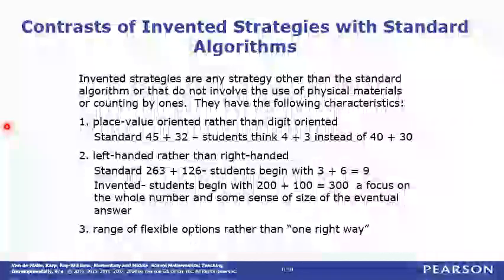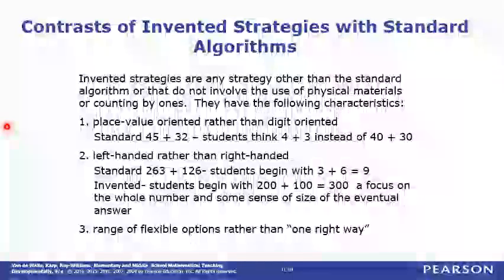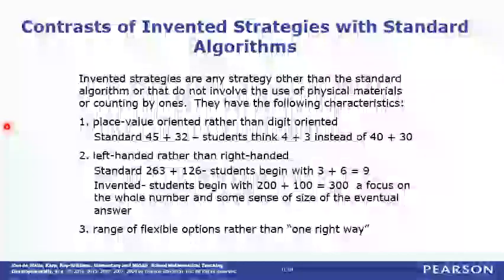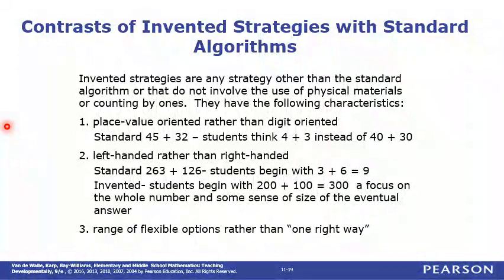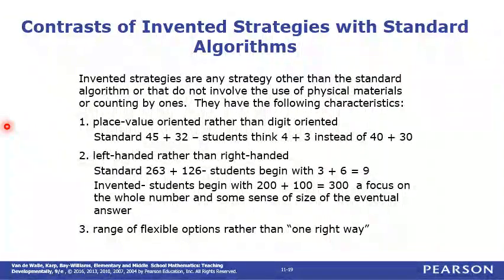For instance, some students may also need to write down the intermediate steps to do 847 plus 256. So one of the best ways for students to grow their repertoire is to listen to the strategies invented by classmates as they are shared, explored, and tried out by others. So these invented strategies, again, are not the standard algorithm, and they do have these 3 characteristics. They are place value oriented rather than digit oriented.